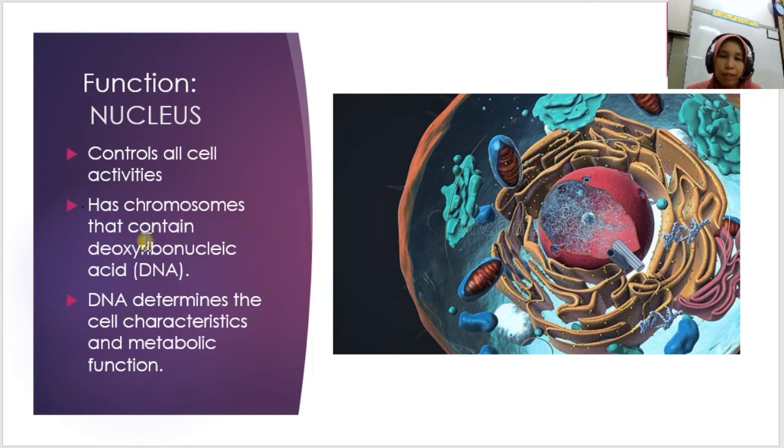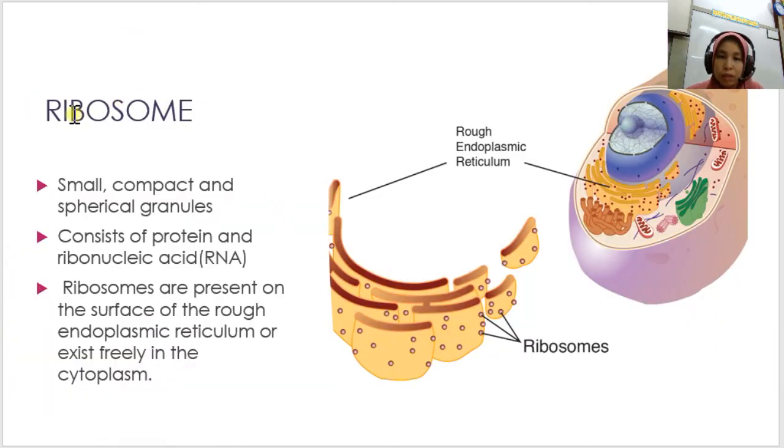It has chromosomes that contain DNA, deoxyribonucleic acid. So DNA inside the nucleus will determine the cell characteristics and also metabolic function. So if the question asks you about the function of the nucleus, just write: control all the cell's activity. Next, we go to the ribosome.